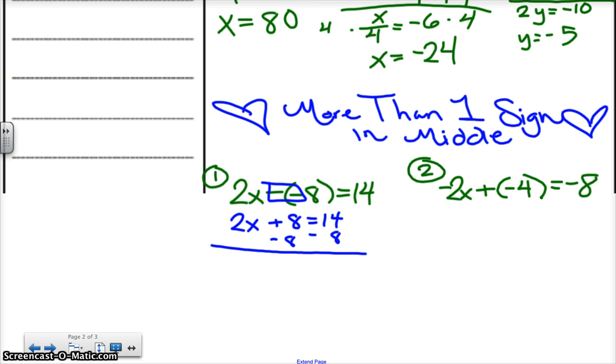Now notice that some students see subtract and think, hey, I'm going to plus. Well, I didn't plus. I had to simplify it first. I'm really subtracting as the inverse, okay? So I get 2x, what's 14 minus 8? 6. x equals 3.